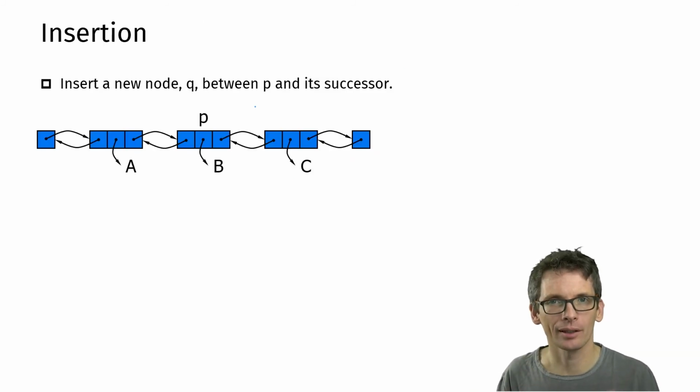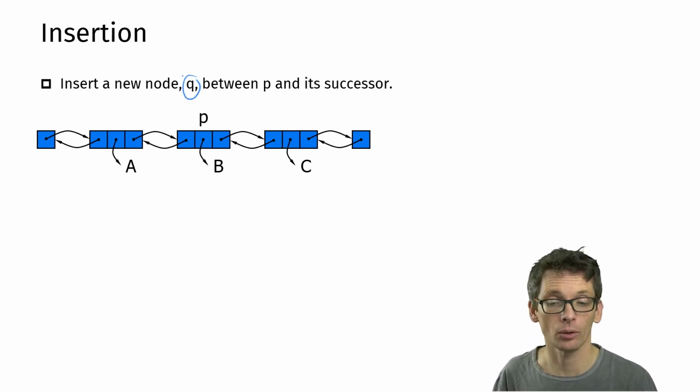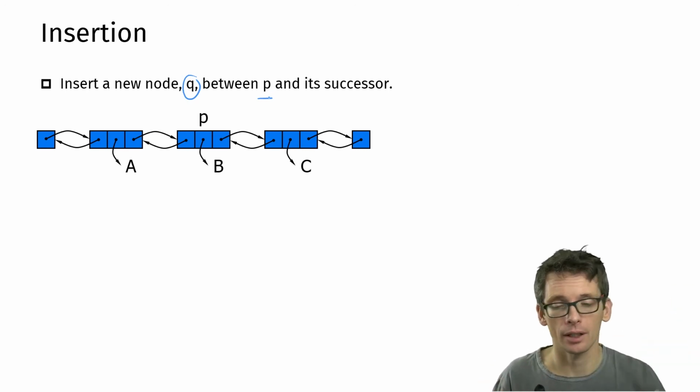How do I insert into a doubly linked list? That is very simple. So let's assume I want to insert node D after node P, so between P and the successor of P.